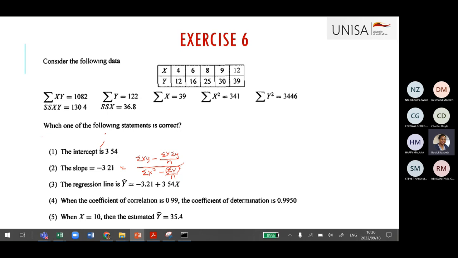The intercept is given by your mean of y minus b1 times the mean of x. That will give you your intercept, right? Therefore, after you have calculated the slope, you can substitute the mean by taking 122 divided by how many there are, minus the answer for the slope times 39 divided by how many there are. And then for the regression line, you just need to make sure that you substitute the values of your intercept and your slope correctly, because this is b0 and this is b1x. The answers you get from number one and number two should substitute correctly into that. As you can see here, they say this is the slope, but it's written on the intercept in the formula. So you just need to make sure that you know what you're doing.